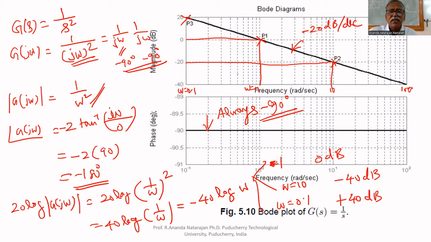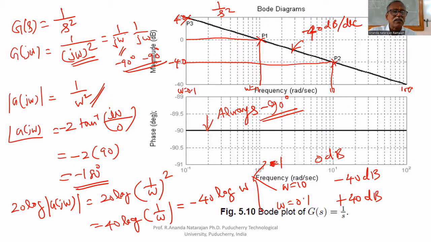So if it is 1 by s square, what is the plot? Here, instead of 20, it is 40, and instead of minus 20, minus 40. That's all. The slope is minus 40 dB per decade if it is 1 by s square. If it is s cube, then 3 times: 60, 0, minus 60. The slope will be like that.